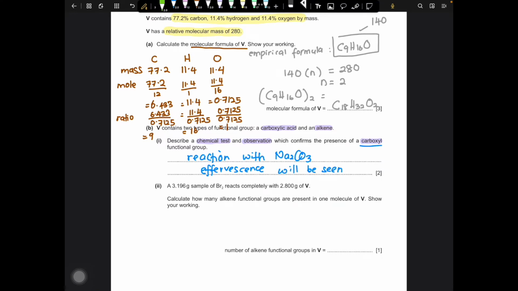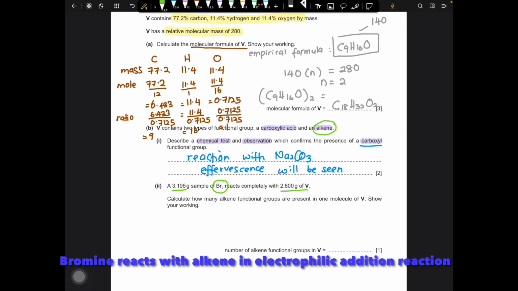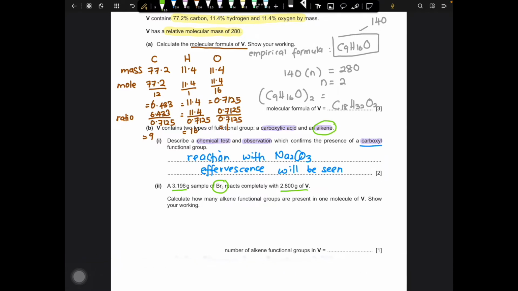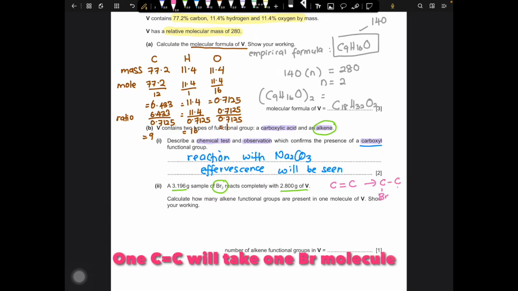In the next question, we have a reaction of 3.196 gram of bromine reacting with V. To be specific, this reaction of bromine will react with the alkene part of V in an electrophilic addition reaction. So generally, each C double bond C will react with bromine to form halogenoalkane, where the bromine will be added across the C double bond C.